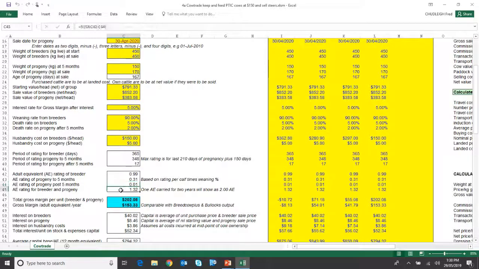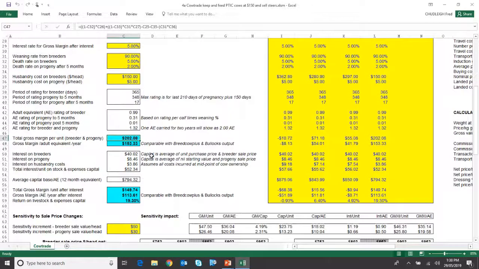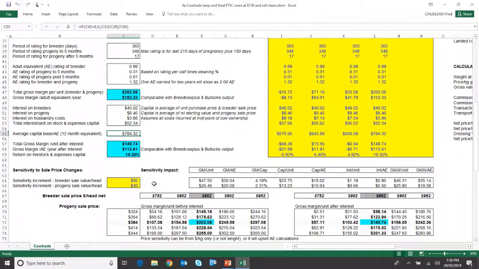And so therefore, when you add up the cow and the calf for that period that we hold them, it's about 1.32 adult equivalents. So that allows us to calculate a gross margin. We take into account our opportunity cost of interest on progeny and the breeders, husbandry costs, capital base that we've got tied up in these cows. So gross margin per unit, gross margin per AE after interest, and it says there this is the one comparable to Breed Cow Plus and Bullock.